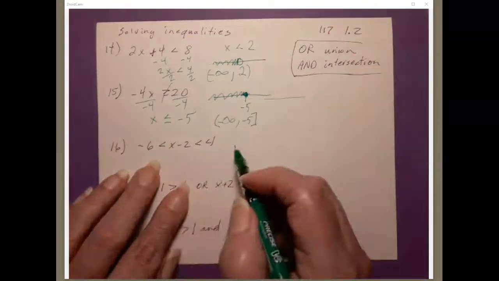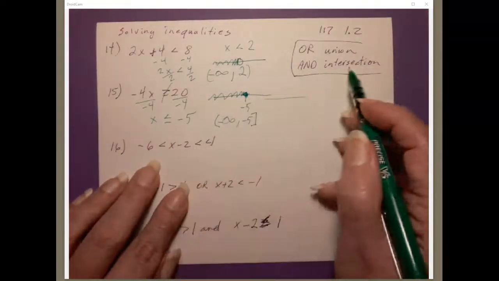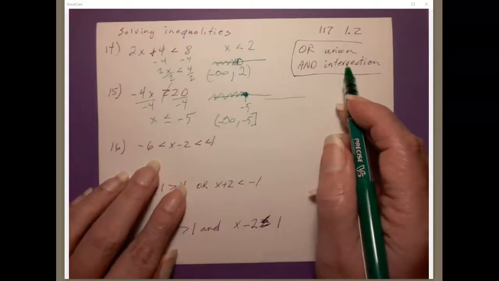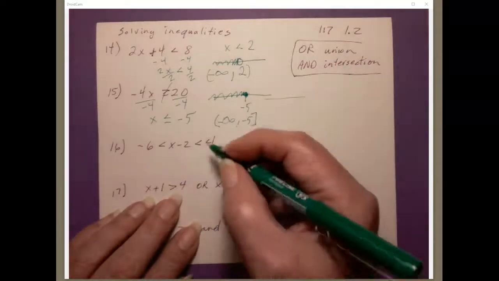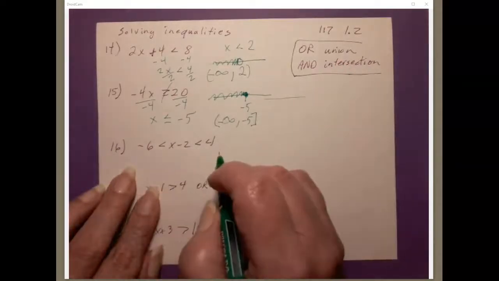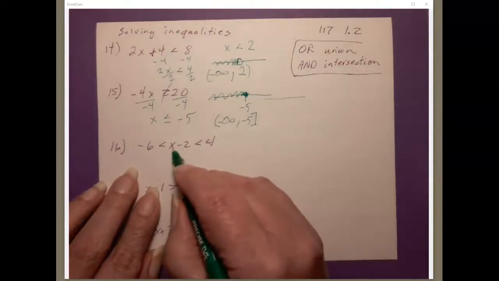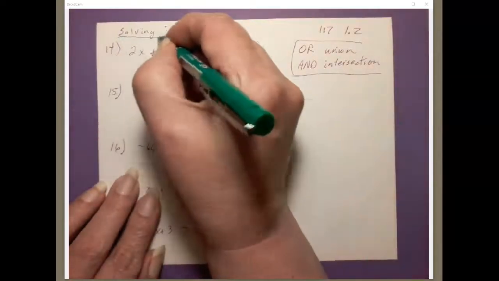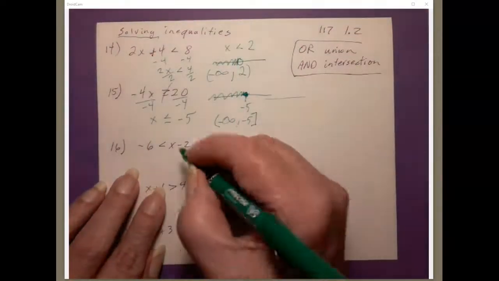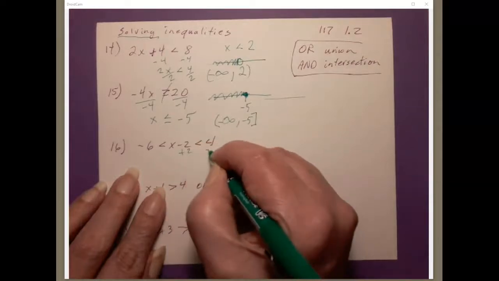This one is a three-sided inequality. That's actually an and, or an intersection of two inequalities. So when we do this one, anything we do to one side, we're going to do to all three. So to get the x by itself, that's what we mean by solving. Get the x by itself. I'm going to add 2 to all three sides.